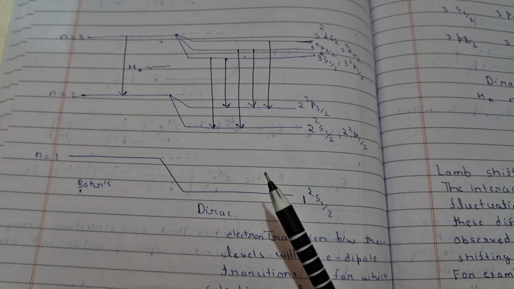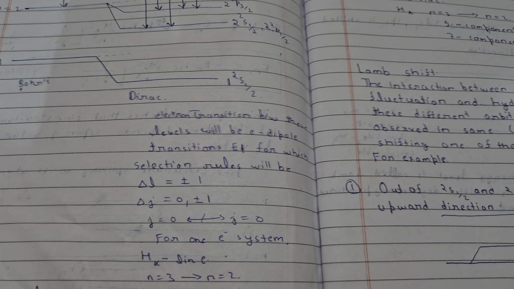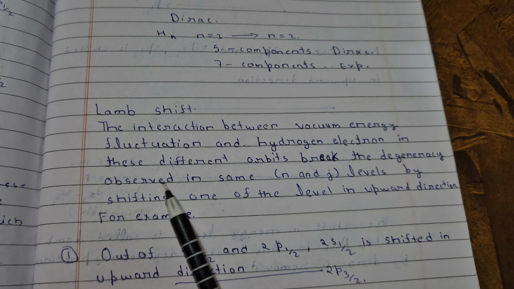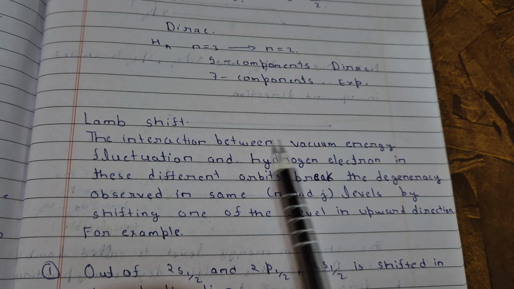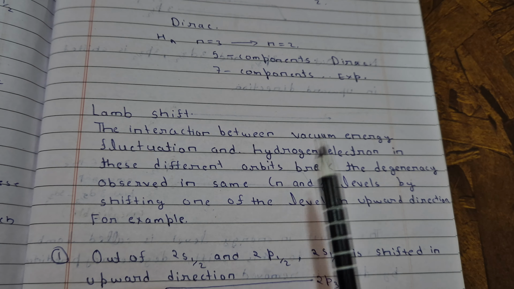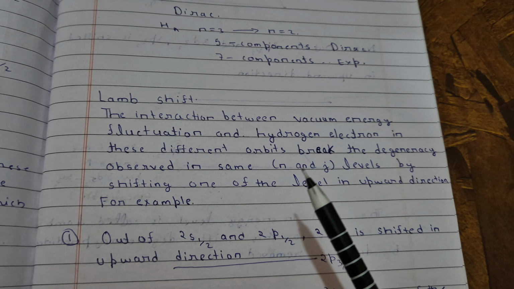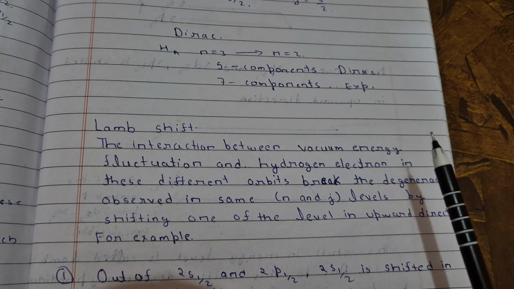Lamb introduced the Lamb shift, and that is how we explained the 7 lines. So what is the Lamb shift? It is the interaction between the vacuum energy fluctuation and the hydrogen electron. We don't need to understand what vacuum energy fluctuation is here; you will study it in higher studies, like a PhD, in higher energy physics. Here just remember that there is this vacuum energy fluctuation and the hydrogen electron.